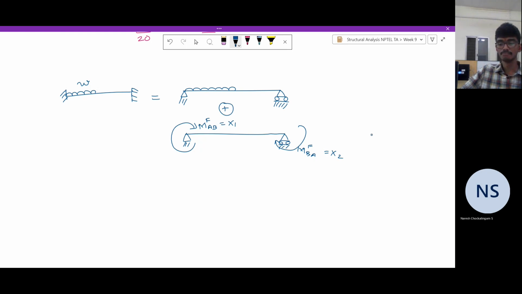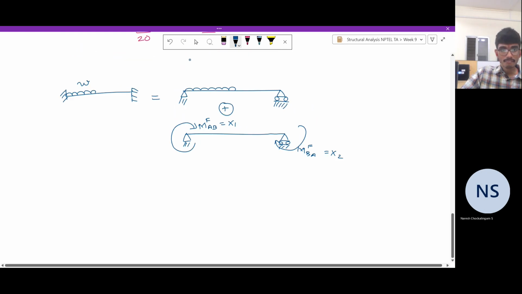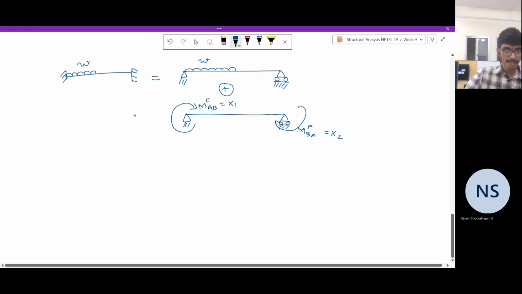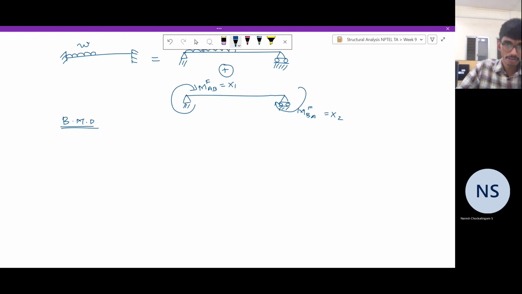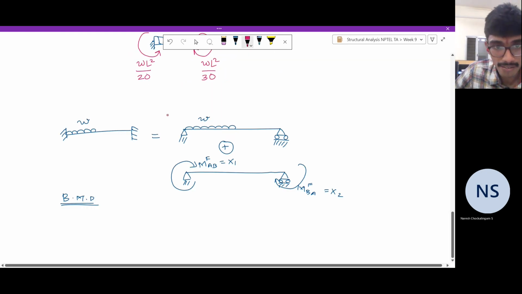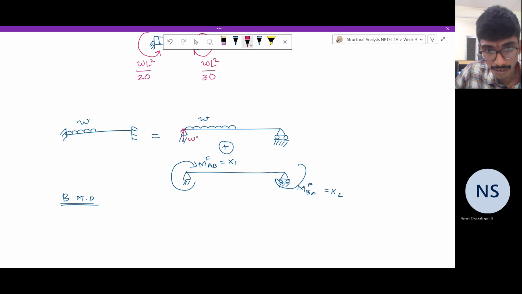As usual, using the principle of virtual work along with the method of consistent deformation, we can determine these quantities x1 and x2, which directly give the values of the fixed end moments at these two supports. So let us determine. The bending moment diagrams are as follows. The support reactions due to this applied loading: the total load is WL by 2, and it acts at L by 4. So to this support we have 3/4 of WL by 2, and to this support you get 1/4 of WL by 2.